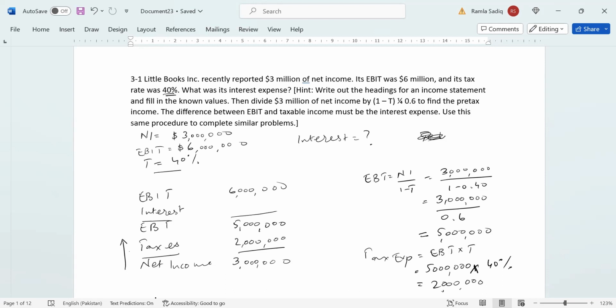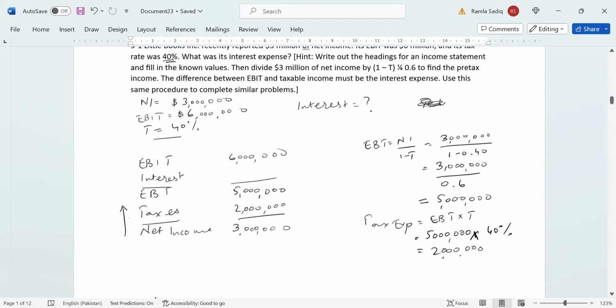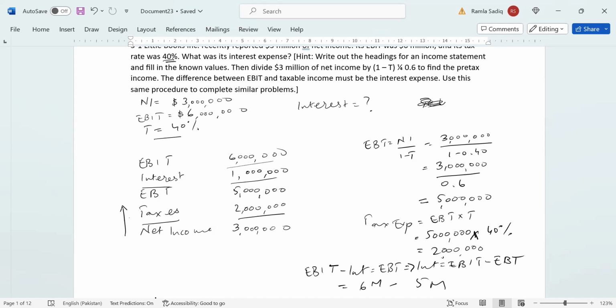That is correct. Now, to get to interest, of course, we're just going to go one step up. If EBIT minus interest equals EBT, that means logically speaking, interest will equal EBIT minus EBT. EBIT is operating profit and EBT is taxable income. So to calculate our interest, our EBIT was 6 million and our EBT is 5 million. And that tells us that our interest expense is going to be $1 million. And that is our final answer.